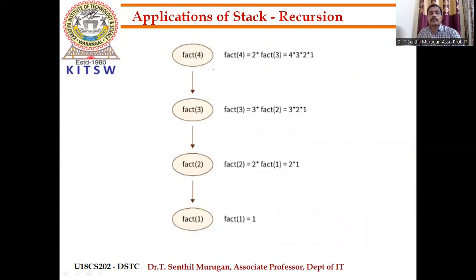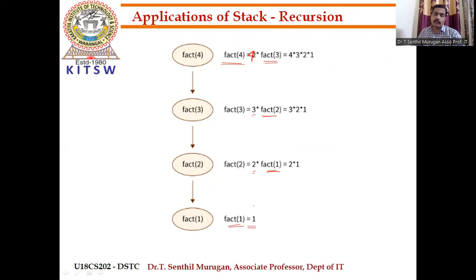So, an example diagrammatic representation: 4 factorial. How can we calculate 4 factorial? 4 factorial means 4 into factorial of 3. So how can we calculate 4 into factorial of 3? It is 4 into 3 into 2 into 1. Again, factorial 3 means 3 into factorial of 2. Factorial 2 means 2 into factorial of 1. Whenever we come to the base case, factorial of 1 equals 1.